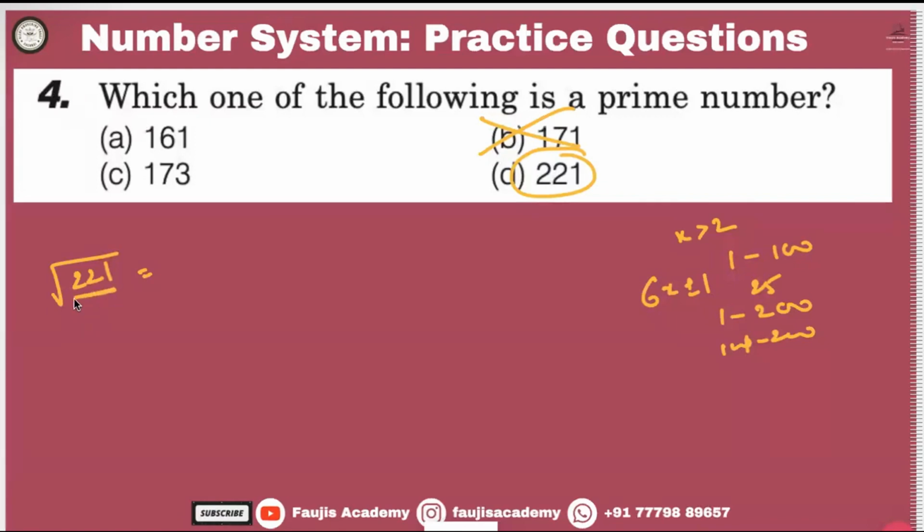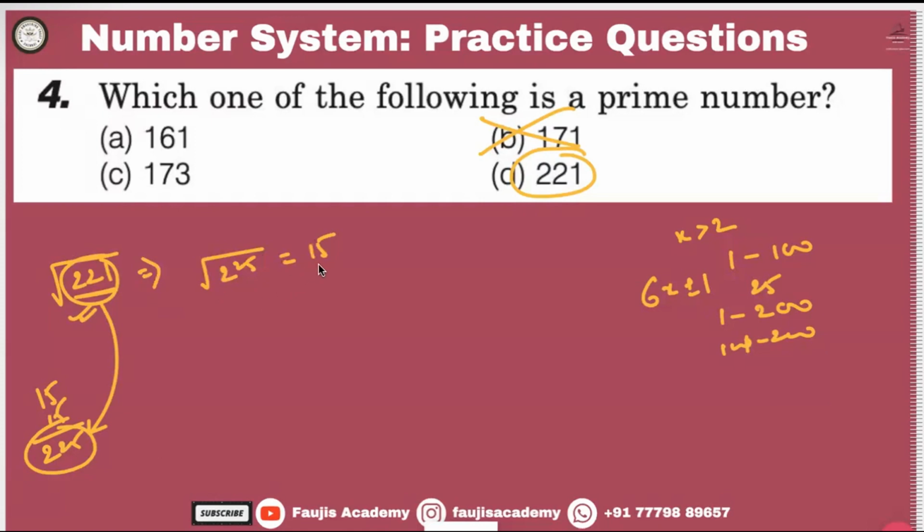Which number is the complete square root which is near to this number? What is that number? Can any one of you tell me? 15 square is 225, right? 15 square is 225, right guys? Am I right or wrong? So you have to pick a number which is slightly greater than this highest number that you have taken, and also that has to be a perfect square. So just write it down, root under 225, which is nothing but your 15, right?